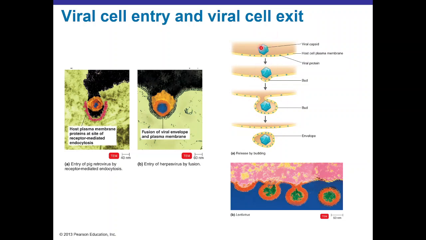So here we have viral entry in this transmission electron micrograph, and in here we have the exit of viruses. Here we have the viral capsid, and then you have the host plasma membrane with the viral proteins inserted into it, and then the virus is going to bud. So you have a protrusion of the plasma membrane and then pinching off of this and release by budding, which you can see here with this lentivirus in this transmission electron micrograph. So these will be the different steps. This corresponds to this last step.